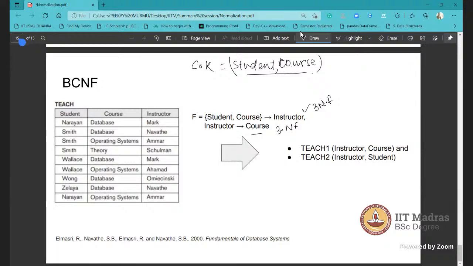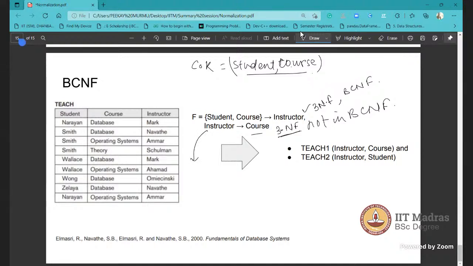Let's check for the BCNF. For the first functional dependency, student and course is a candidate key, so of course it is a super key also. So it is in BCNF, right? And for the second one? Instructor is not a super key. So you can see this is in third normal form, but not in BCNF. For that we convert this to BCNF.